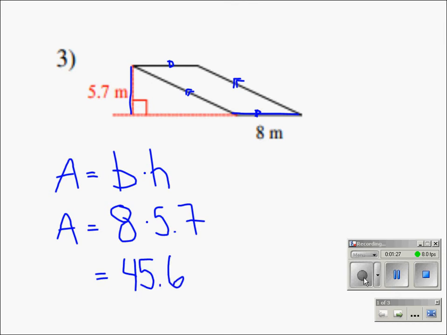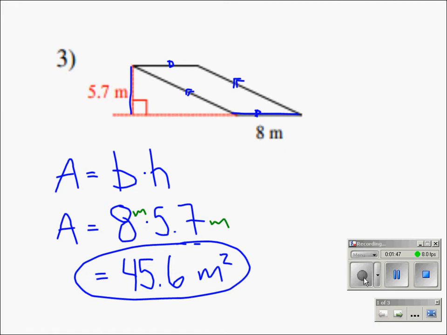We noticed that it was in meters, but we're talking about area, so that needs to be meters squared. If you forget, you can also look at your labels up here. We would have had 8 meters and 5.7 meters. Meters times meters is meters squared. So your answer there is 45.6 meters squared.